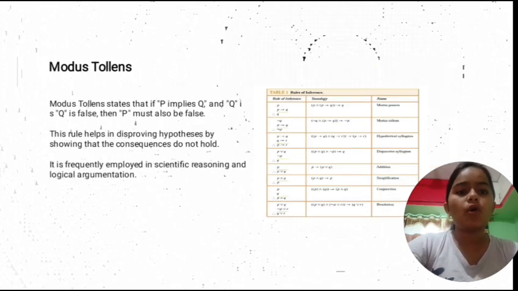Next, let us see modus tollens. Modus tollens states that if P implies Q and Q is false, then P must also be false. This rule helps in disproving hypotheses by showing that the consequences do not hold. It is frequently employed in scientific reasoning and logical argumentation.